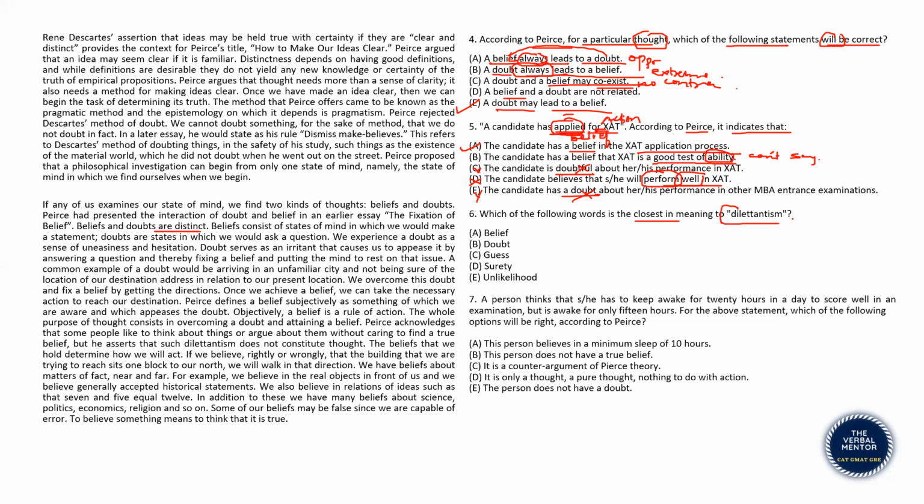Closest in meaning to the word dilettantism. Well, I know the meaning of the word dilettante. It is here in this sense. Where was it used? Okay. This guy acknowledges that some people like to think about things or argue about them without caring to find a true belief. There's no true belief involved, but he asserts that such dilettantism. So dilettantism is the absence of true belief. This is out. Doubt may or may not be. Guess. Yes. Surety, no. Unlikelihood. Doubt and unlikelihood are not exactly the same. So I think option C is the answer.